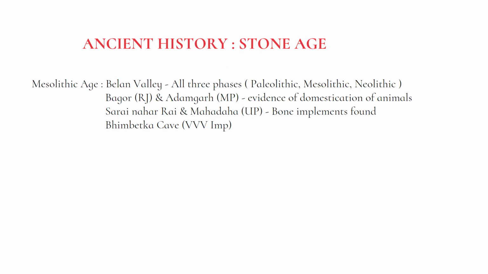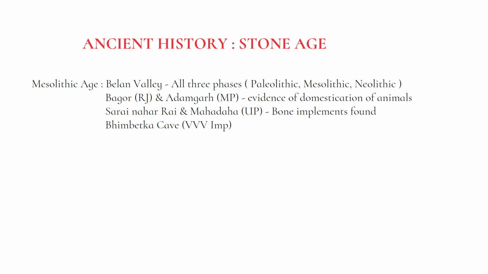Now let's take a look at the Mesolithic age sites. First is Balan Valley. Now evidence of all three phases are found from Balan Valley. Second is Bagor, Rajasthan and Adamgarh in MP. Now evidence of domestication of animals has been found from these sites and a lot of questions are asked. Third is Sarai Nahar, Rai and Mahadaha. Now bone implements have been found from this site.